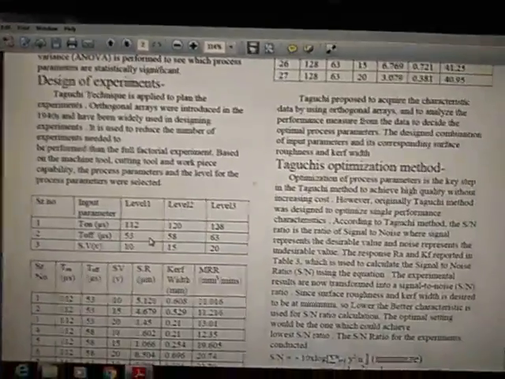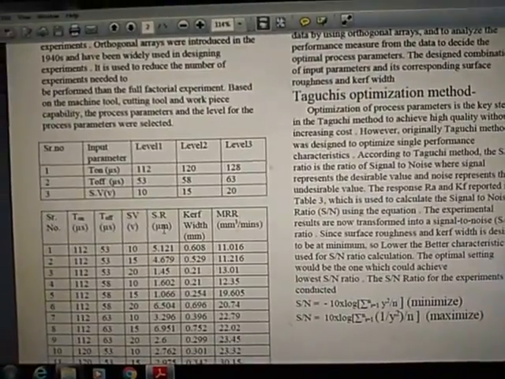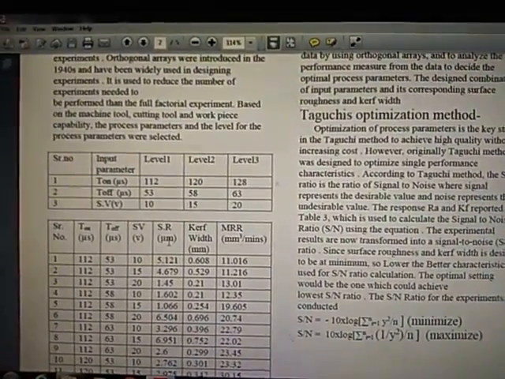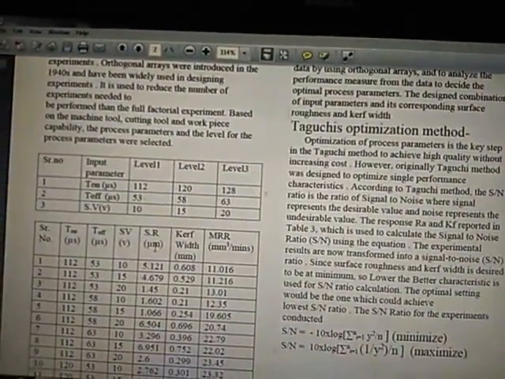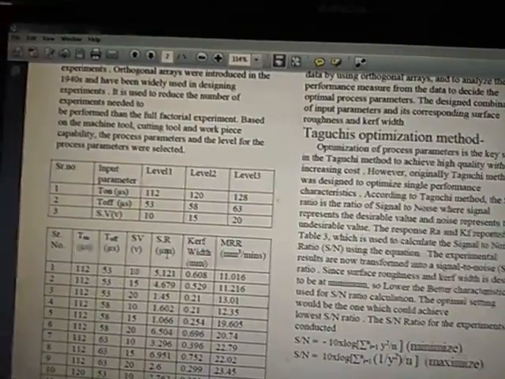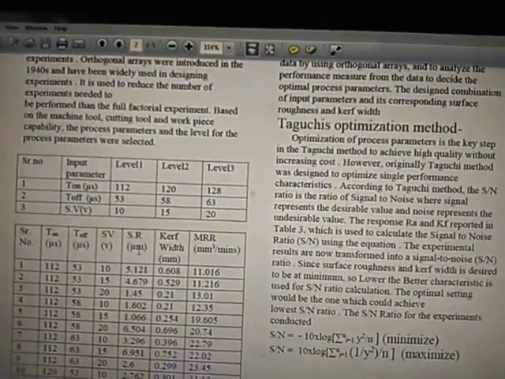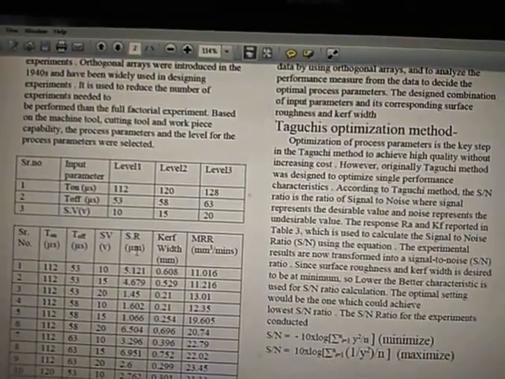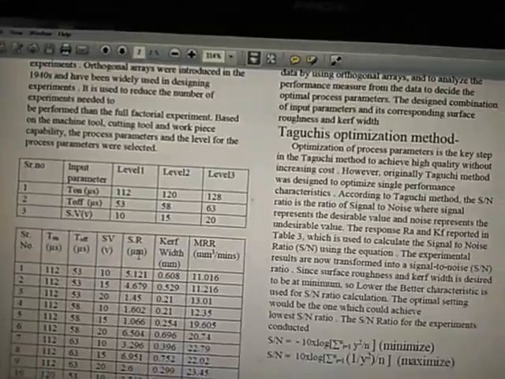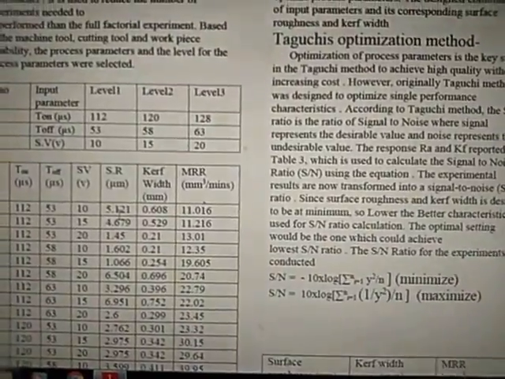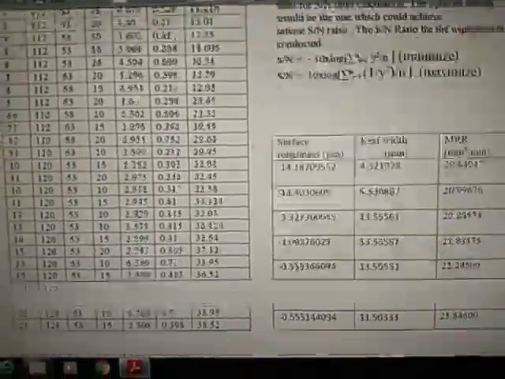Now let's start with the Taguchi optimization method. The Taguchi optimization method optimizes a single performance characteristic, and the output of the Taguchi optimization method is the signal to noise ratio. The surface roughness should be minimum, kerf width should be maximum, and the material removal rate should be maximum. We use these two formulas as per the minimize and maximize condition.